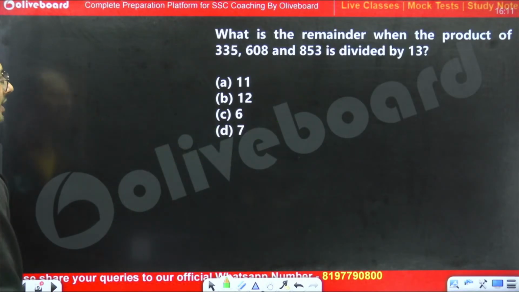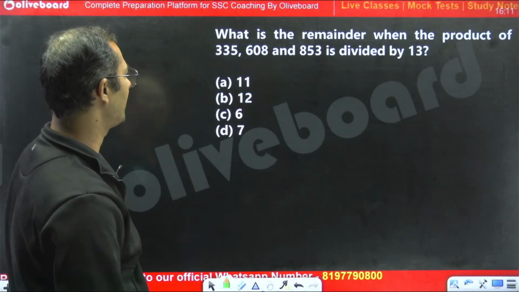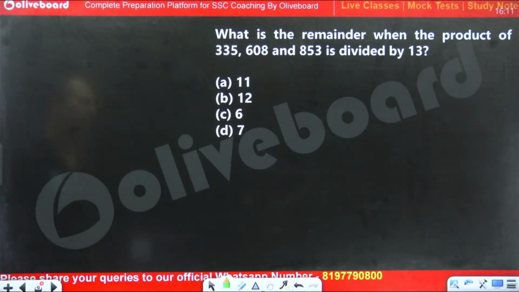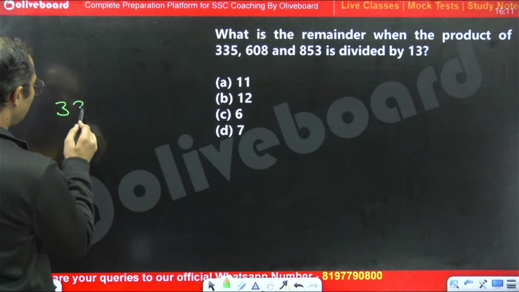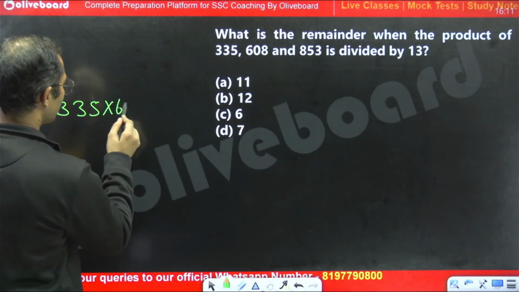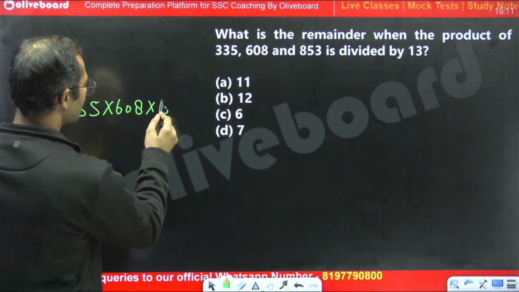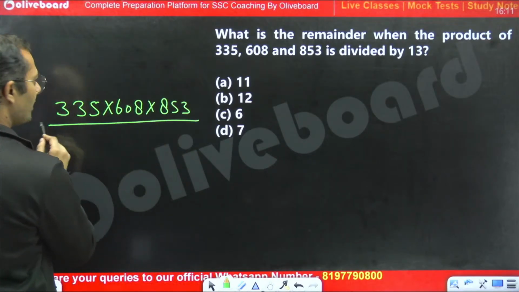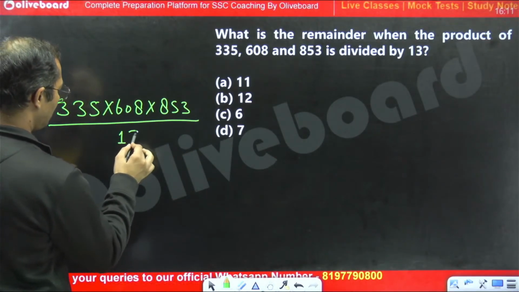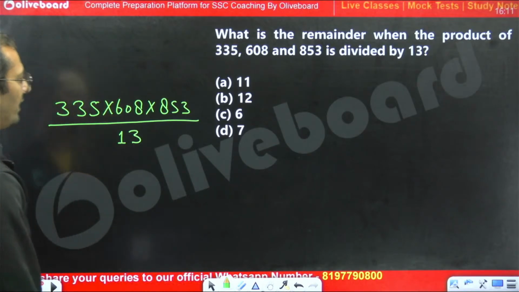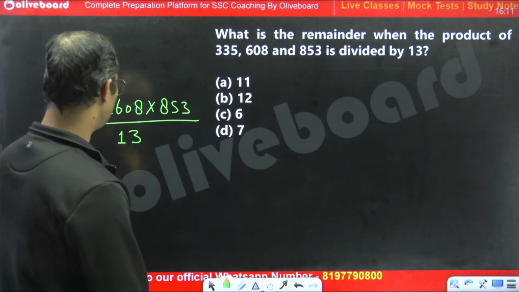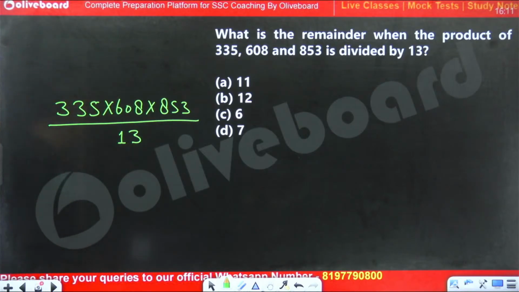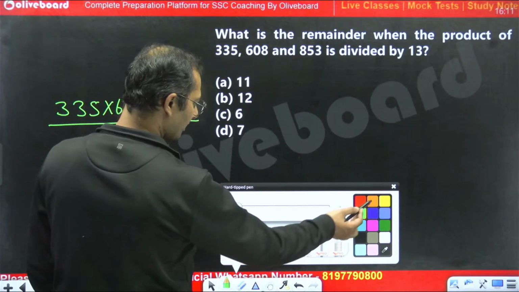No problem. Now tell me the remainder of this, right? What is the remainder when the product 335 into 608 into 853 is divided by 13? So tell me what would be the remainder.